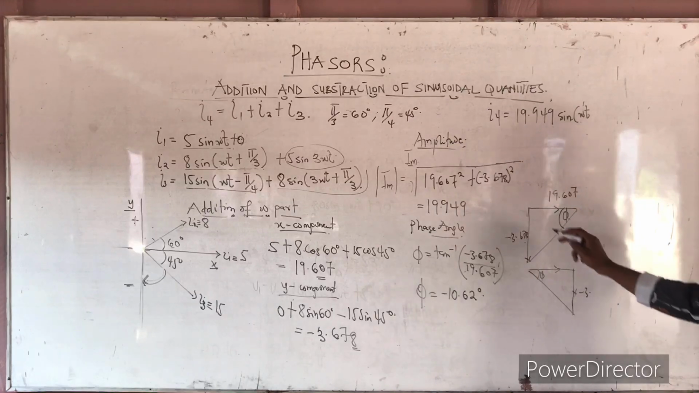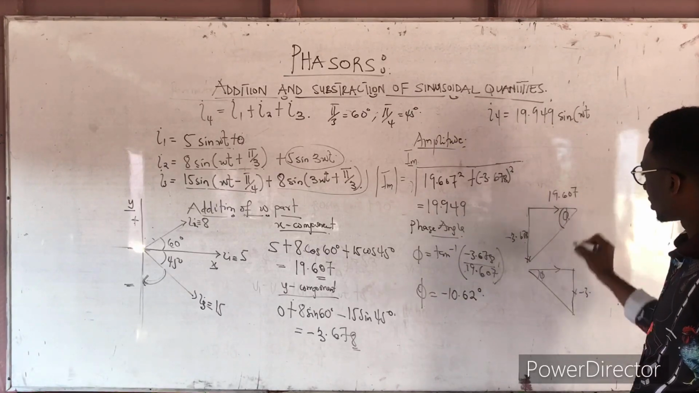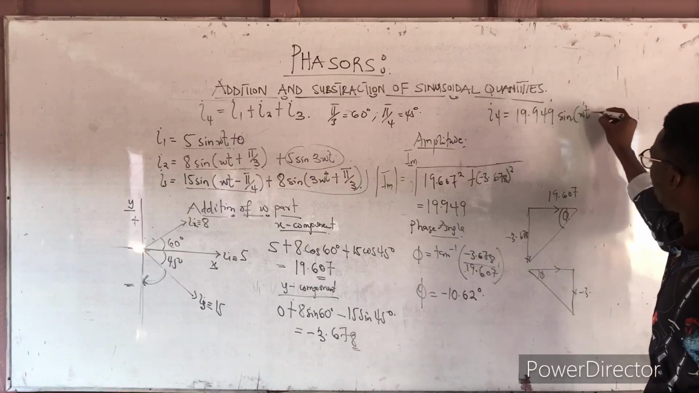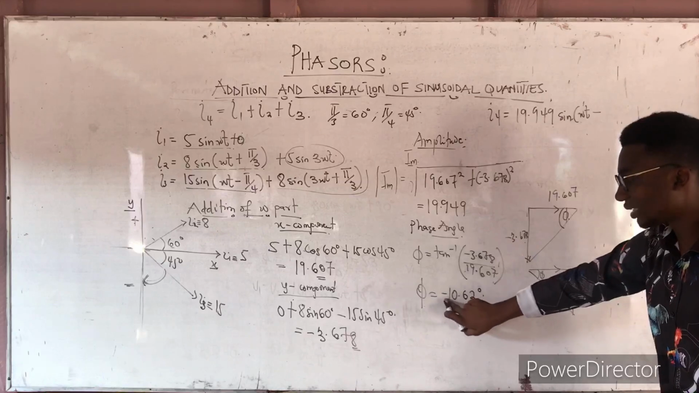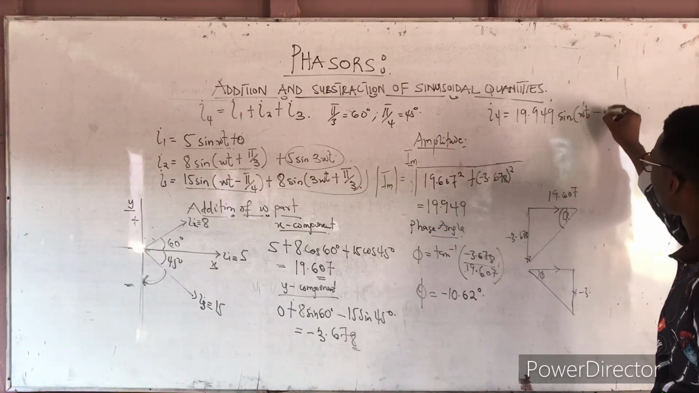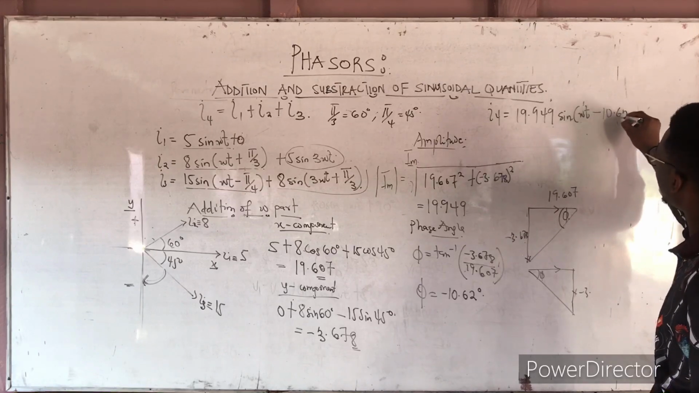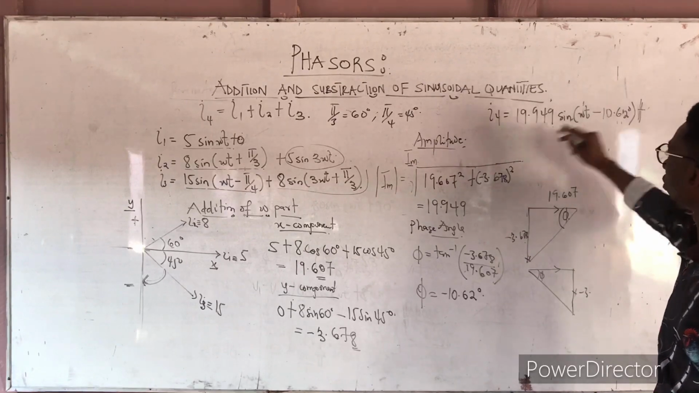So you realize that it is lagging. Are you getting it? This one is lagging. So it will be minus what? It gives you whether it's lagging or leading. So the minus shows that it's lagging. So that is minus 10.62 degrees. But it has not ended. This is the first part of the I4.